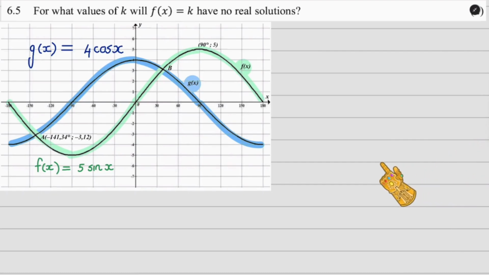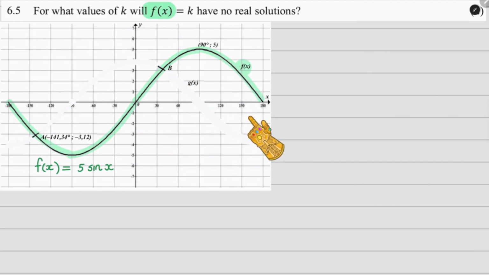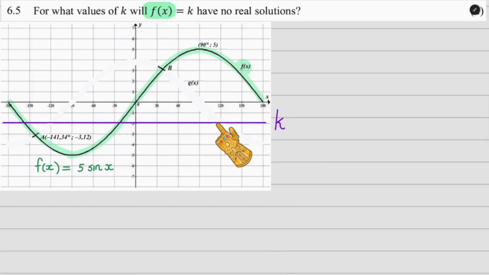Question 6.5 says, for what values of k will f of x equal k have no real solutions? F of x is the green graph, so I'm going to ignore the blue graph. And then k can be various things, but in this instance, if f of x equals k, the best thing to do is picture k as a horizontal line. So it's best to visualize k like this, a horizontal line. And they want you to place this horizontal line somewhere so that you're going to have no real solutions when it equals the green graph.